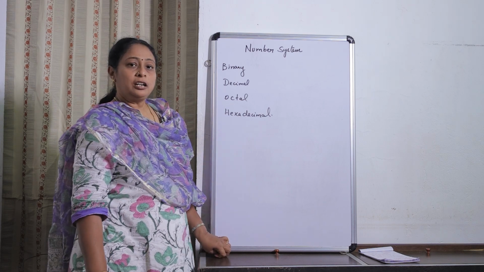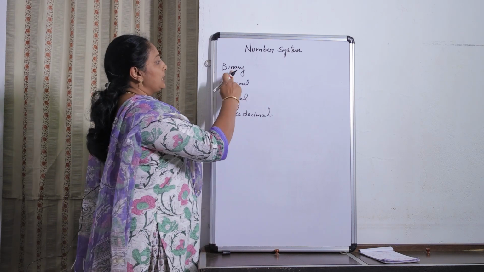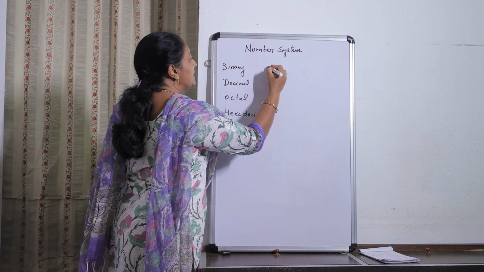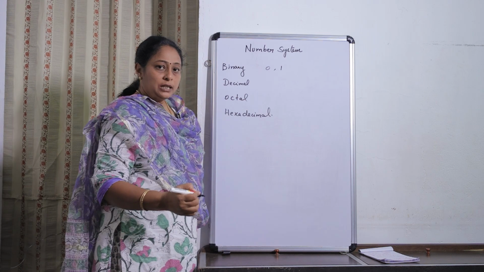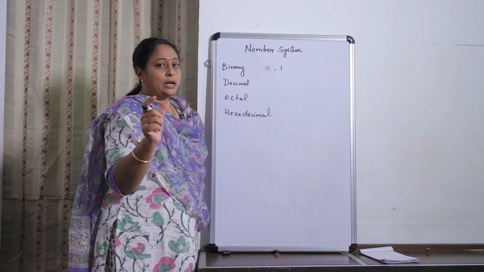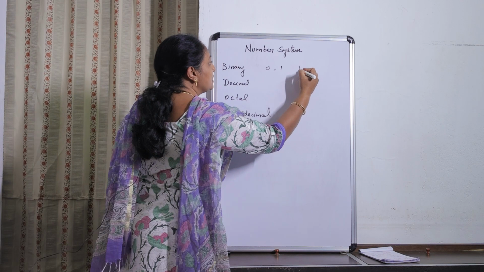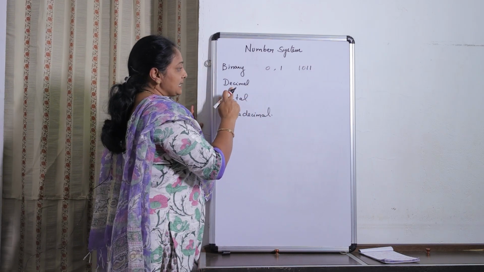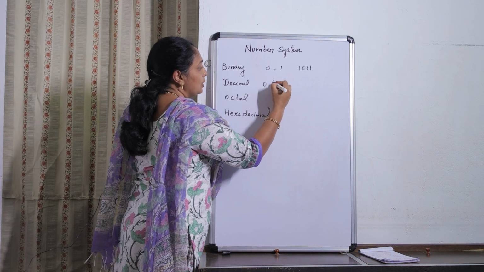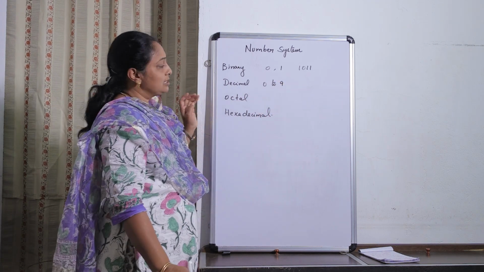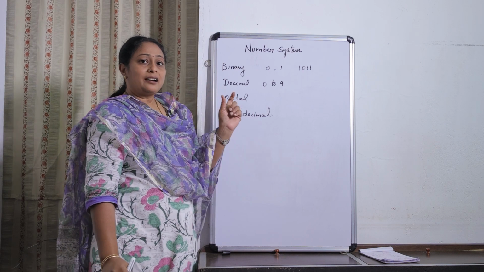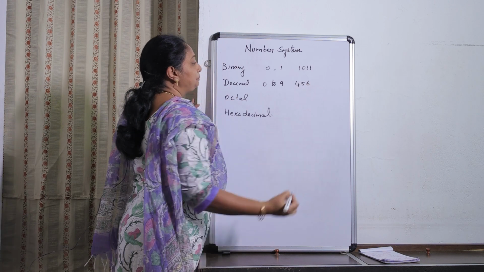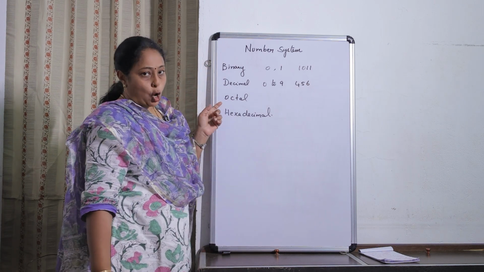But here we have got different number systems. Okay, in binary, what are the digits I can use to form a binary number? Only zeros and ones. I can use only zeros and ones to write one binary number. Example is 1011. So this is a binary number. Okay. In decimal, I can use digits 0 to 9 to write one decimal number. Okay. For example, 456.